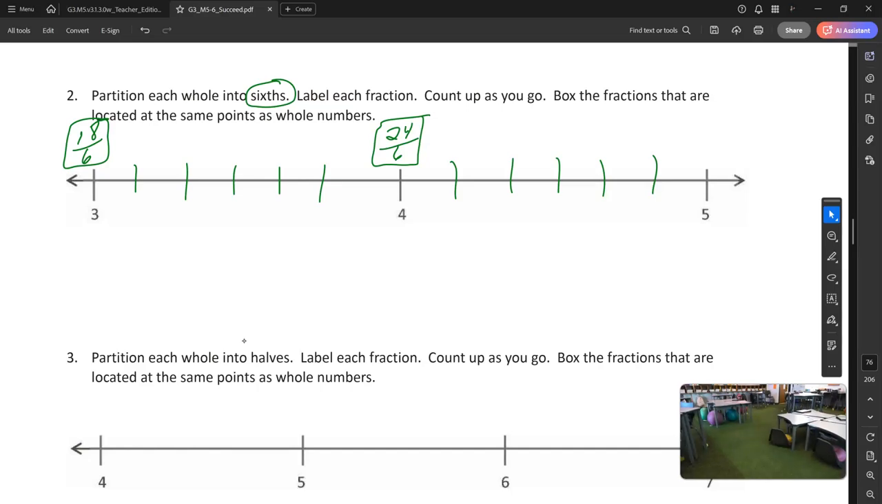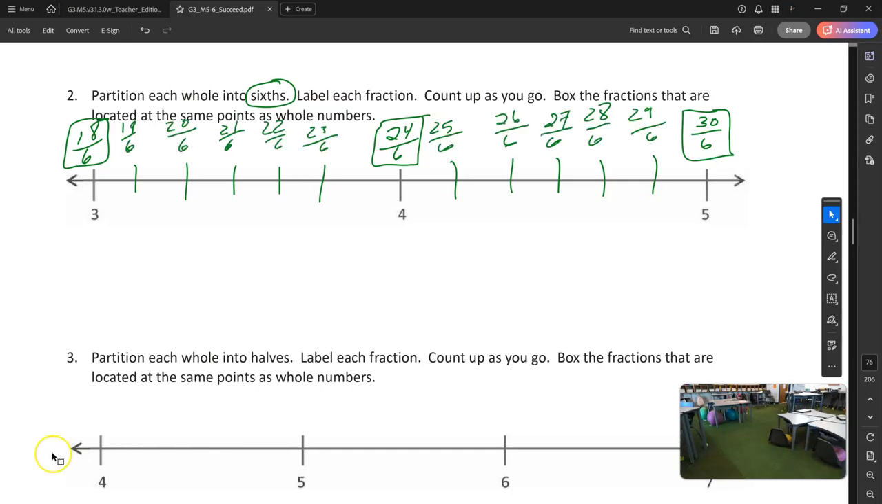For 5, all I have to do again is add another 6, or I could even use my lines to count. So 24, 25, 26, 27, 28, 29, 30. Those are my fractions. Now all I have to do is go back and label. There you go. And that would be it.